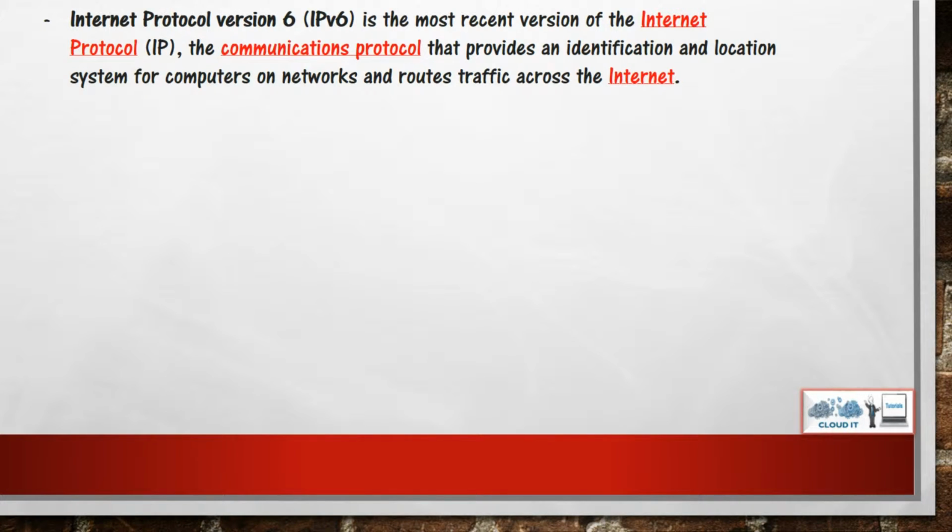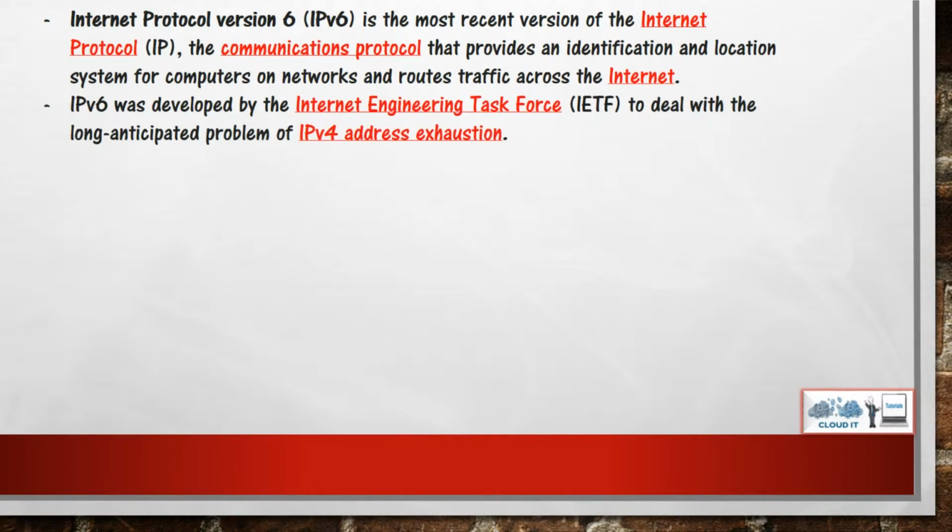ipv6 is the Internet Protocol version 6 address and is the most recent version of Internet Protocol. It's the communication protocol that provides the identifications and locations of the systems in our networks, like our end-user devices and in-network devices. It's a routed protocol like ipv4 and is the successor of ipv4.